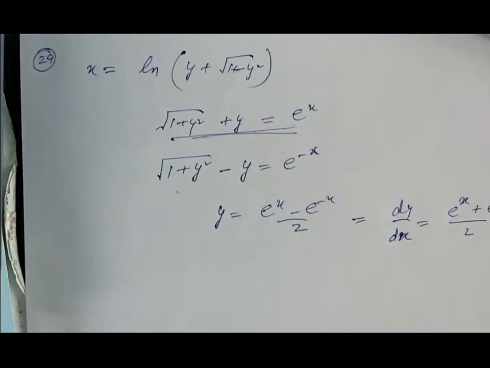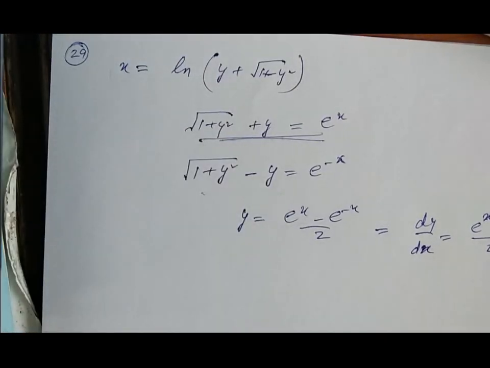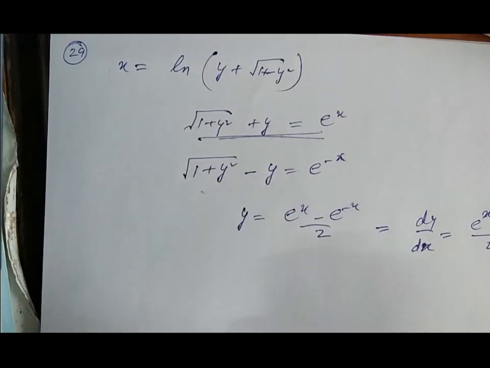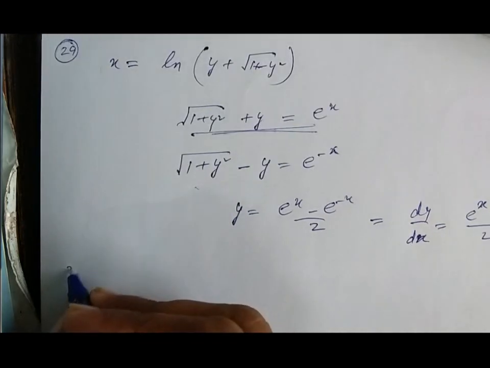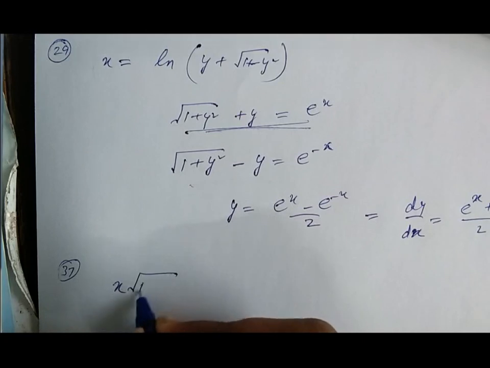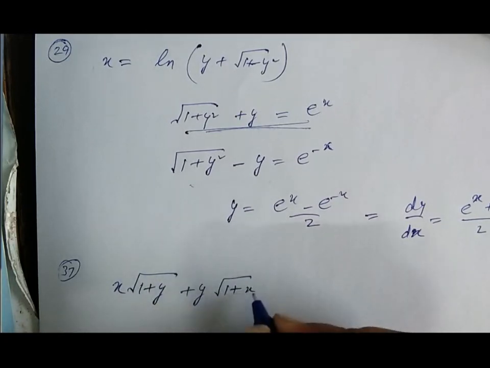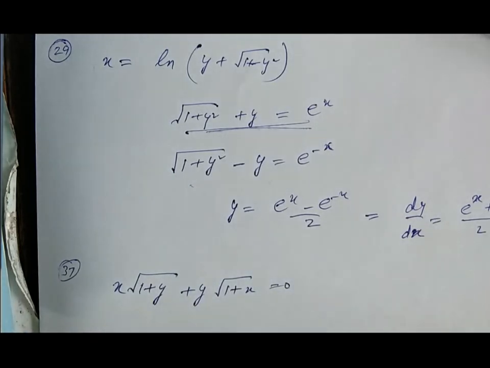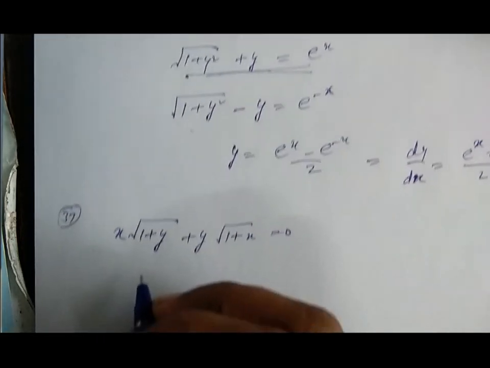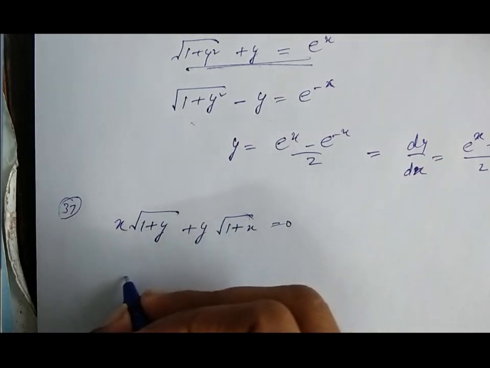Moving to next question number 37 of exercise 1b. So question number 37 says x square root of 1 plus y plus y square root of 1 plus x is equal to 0. So we need to calculate dy by dx over here. Okay. So first bring it in simplified form. Take this term to RHS and square.